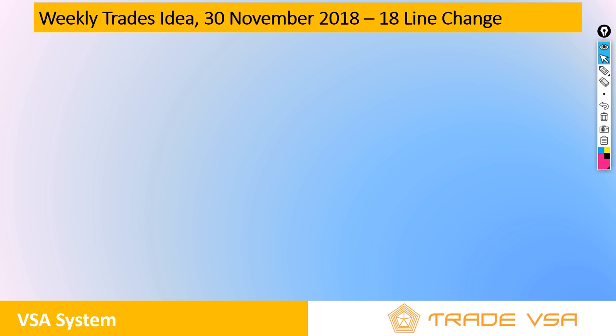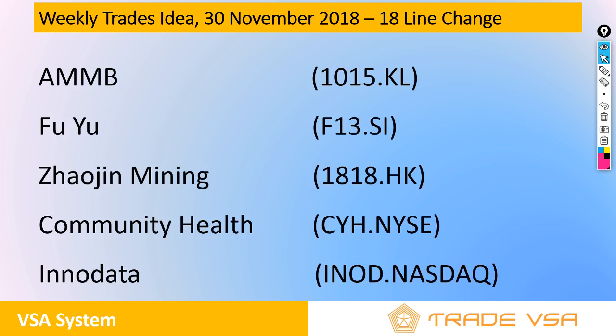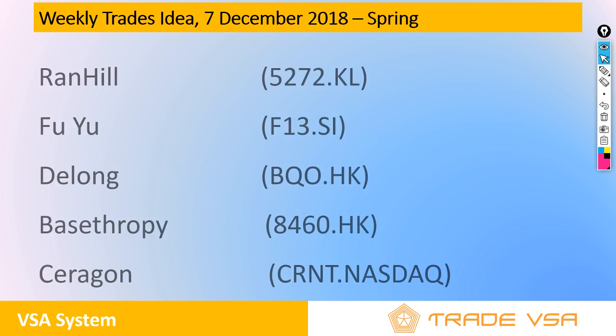I'd like to go through with you some of the stocks that I selected last week based on the 18 line change. For those who are our Facebook followers, I shared what 18 line change screener signals mean last week, and some of the stocks that I picked up using our screener. I will review these 5 stocks later on. I also have some stocks for this week using our spring screener: Ran Hill, Fuyu, Delong, Basetrophy from Hong Kong, and Ceragon from NASDAQ.